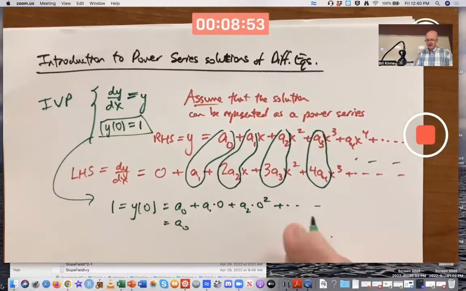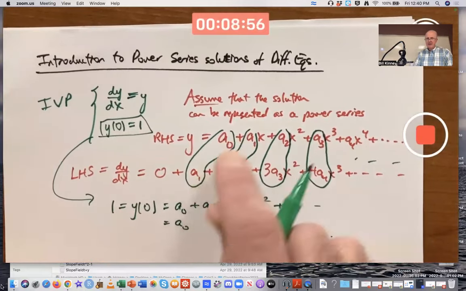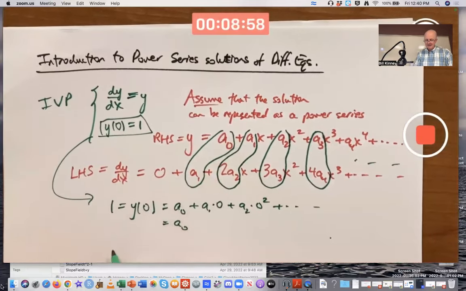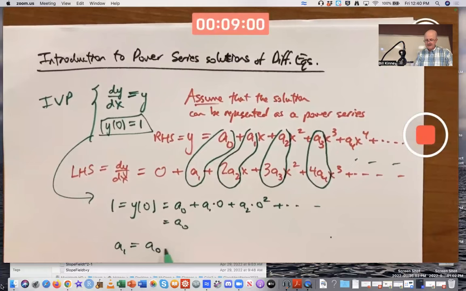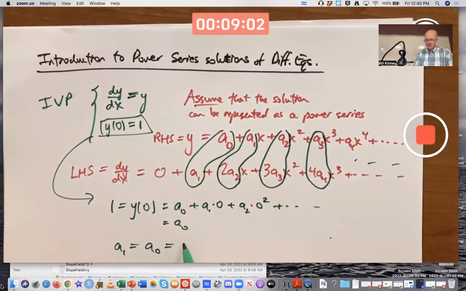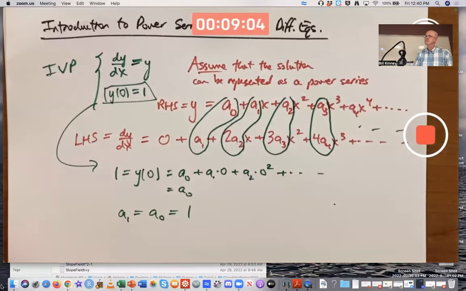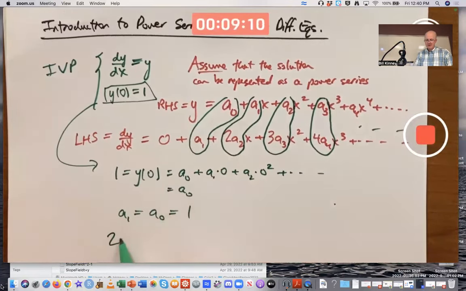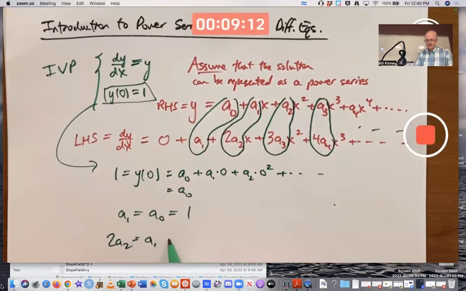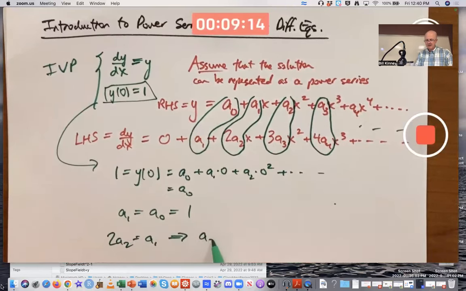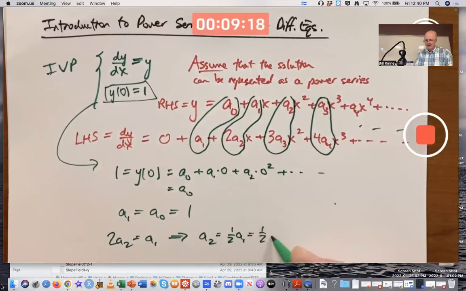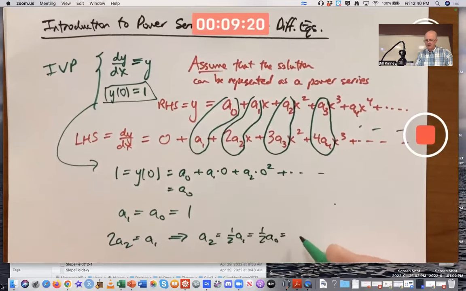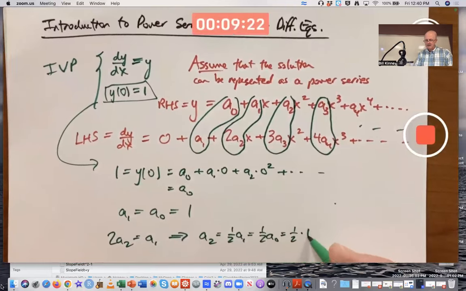Now use the other equations. The equality between a1 and a0 means a1 equals a0, but a0 is 1, so a1 is 1. Look at this one. 2a2 must be a1, so a2 must be 1/2 a1, which is the same as 1/2 a0, which is 1/2 times 1, which is 1/2.